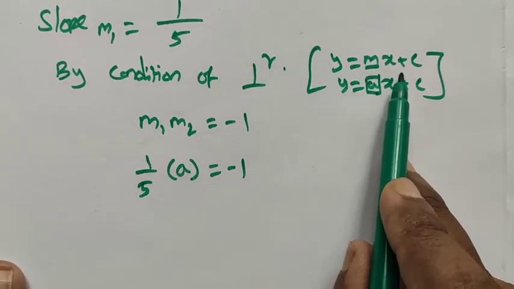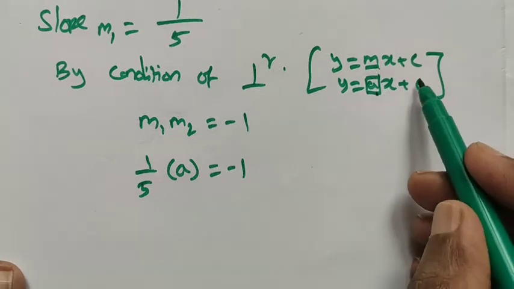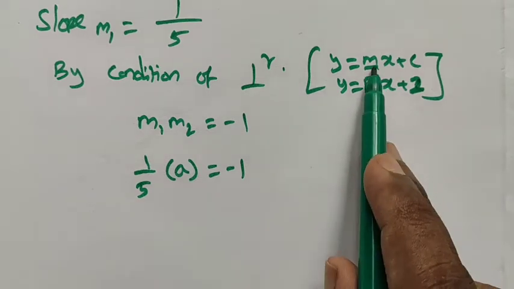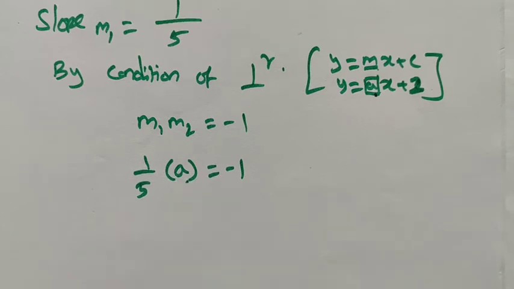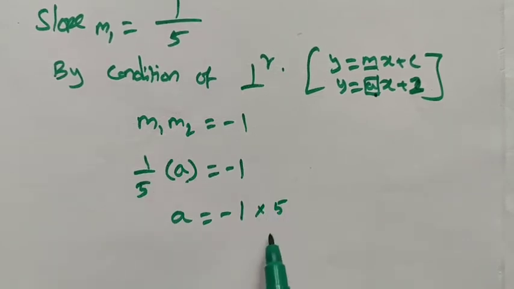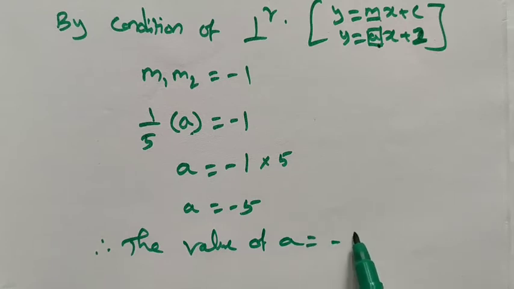By the slope intercept form, in the place of m we have a in the given equation y = ax + 2. So m2 is the other slope, a. Now we want to find the value of a. Here a is equal to -1, and I take this 1/5 to the other side, that is 5/1, then a is equal to -5. Therefore the value of a is -5. That is the answer.